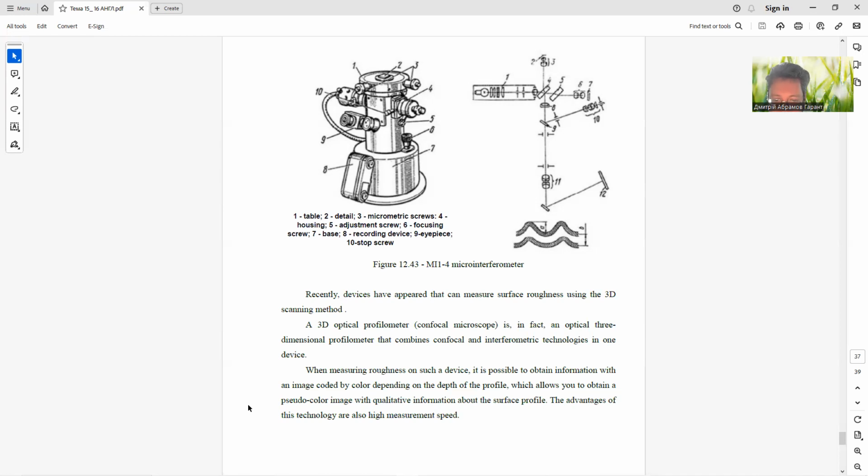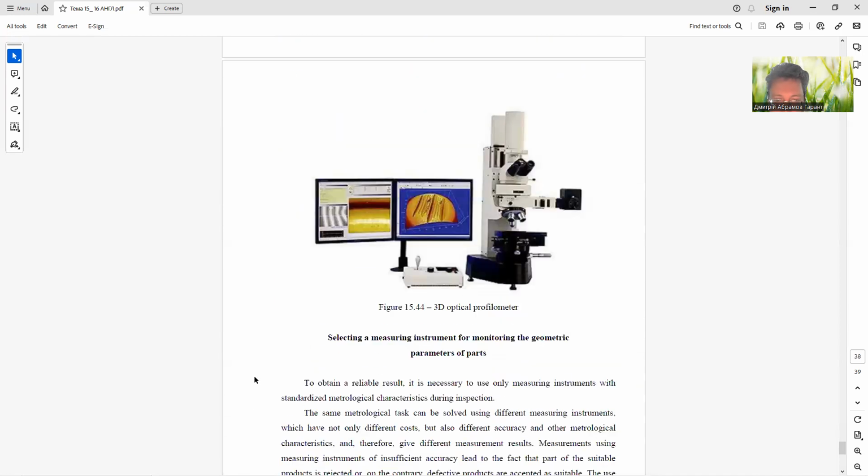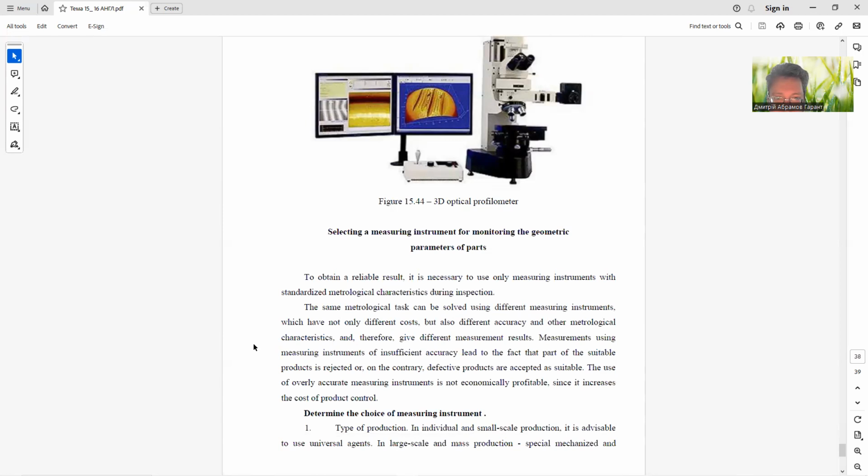When measuring roughness on such a device, it is possible to obtain information with an image coded by color depending on the depth of the profile, which allows you to obtain a pseudo-color image with qualitative information about the surface profile. The advantage of the technology is also high measurement speed. You can see on figure 15.44 a 3D optical profilometer.